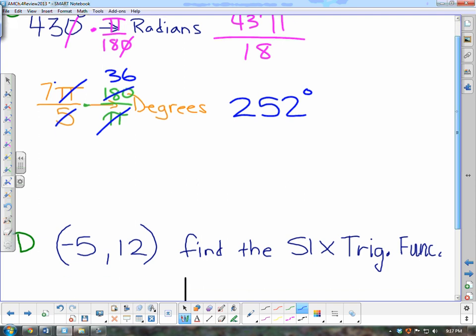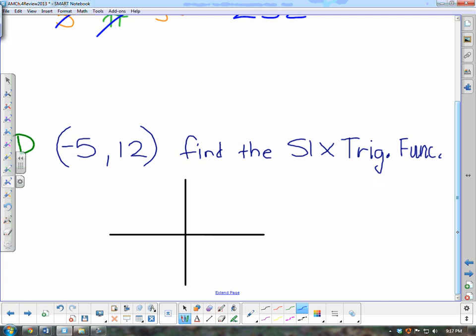Our next problem that we are going to look at is given the coordinate negative 5, 12, find the 6 trigonometric functions' exact values for that coordinate. Well, if we plot the point negative 5, 12, it is right here, which puts us in quadrant 2. And before we even start anything, we know that cosine is negative, sine is positive, and tangent is negative, which then also means secant is negative, cosecant is positive, and cotangent is negative.